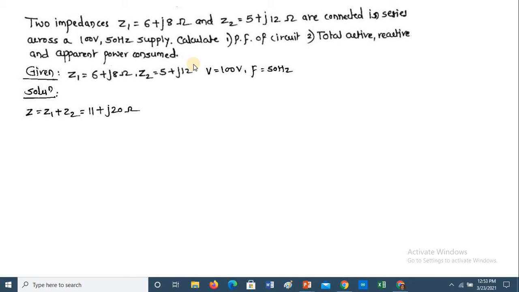Now the second data is the given voltage and the frequency. The applied voltage to that particular circuit is 100 volt and 50 hertz. See, in unit number 3, whenever any voltage or current is given to you, that is always the RMS value of the quantity. If they have not mentioned anything, and they give voltage equal to 100 volt, it means 100 volt is the RMS value of the voltage.